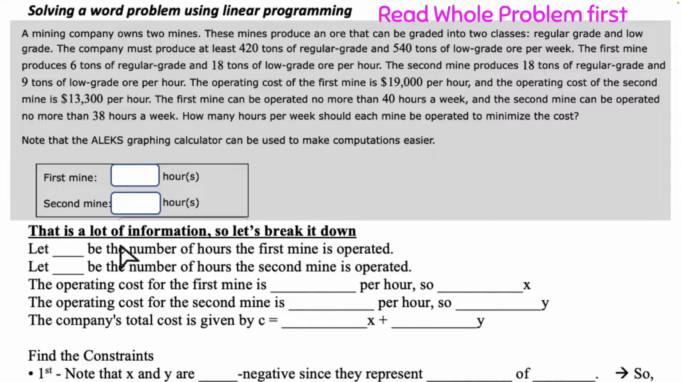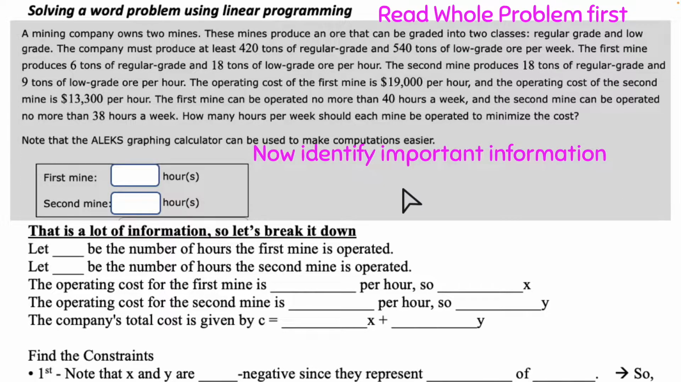So before we start filling this in, I did a little color coding to help break it apart just a little bit more. So if we identify the important information, if we look at what information is just for mine number 1. If we reread this, we have a mining company owns 2 mines. The mines produce an ore that can be graded into 2 classes, regular grade and low grade. The company must produce 420 tons of regular grade and 450 tons of low grade ore per week. So far I haven't heard anything specific to first mine, second mine, but this next sentence is going to be specific. The first mine produces 6 tons of regular grade ore and 18 tons of low grade ore per hour. So that's specific to the first mine.